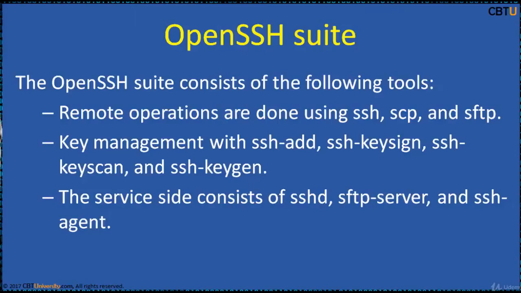The OpenSSH suite consists of these tools. Remote operations are done using ssh, scp, and sftp. Key management is done with ssh-add, ssh-keysign, ssh-keyscan, and ssh-keygen. The server side consists of sshd, the SSH daemon, sftp-server, and ssh-agent. OpenSSH is developed by a few developers of the OpenBSD project and made available under a BSD-style license. OpenSSH, being a great suite of tools, is incorporated into many commercial products.